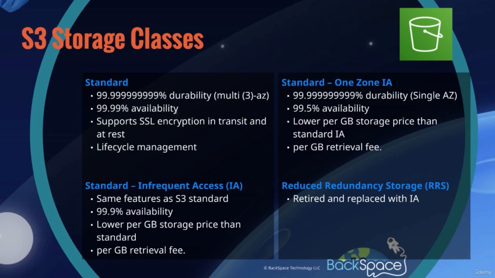So if you lose an availability zone, you're going to lose those objects in that standard one zone. So if that's an issue for you, you need to go for standard infrequent access, which is going to have multiple availability zones across 3 availability zones. It's going to have slightly lower availability, 99.5%. It's going to have a lower per gigabyte storage price than both standard and standard infrequent access. But it's also going to have a per gigabyte retrieval fee as well.